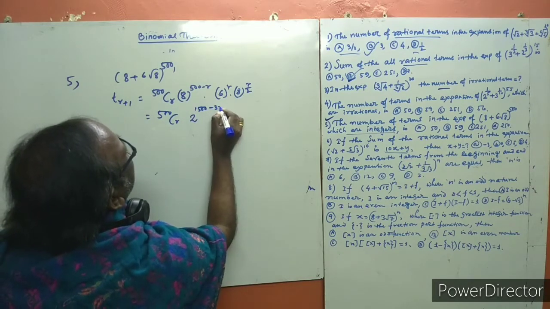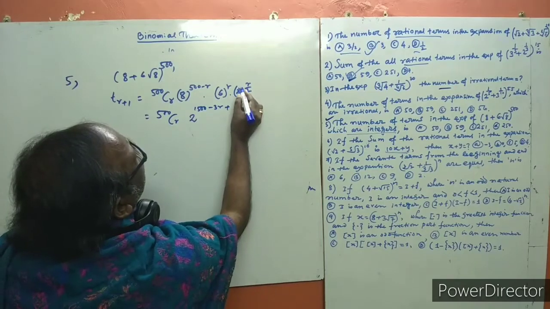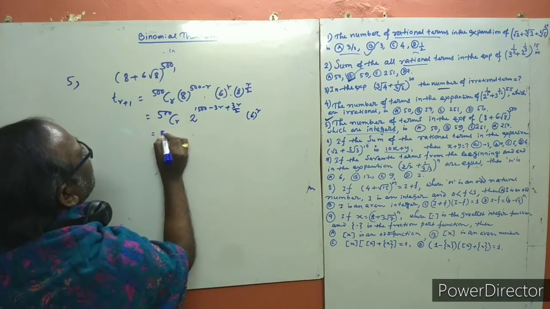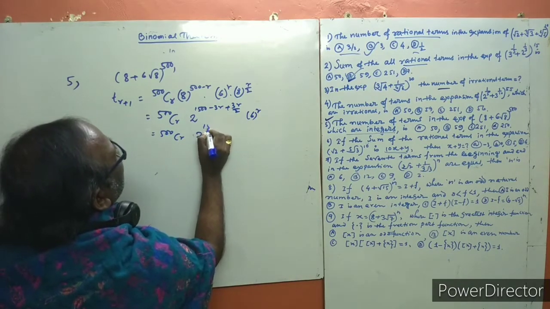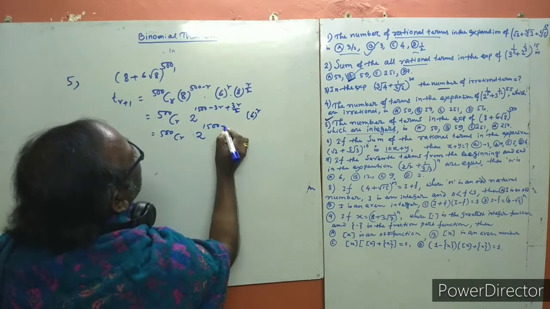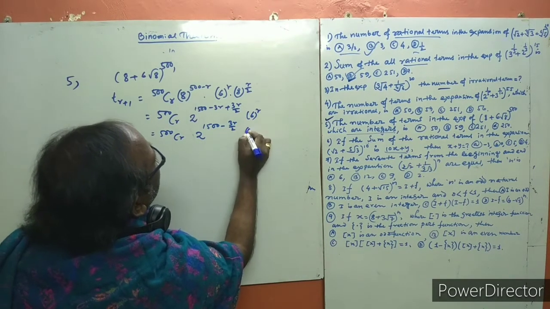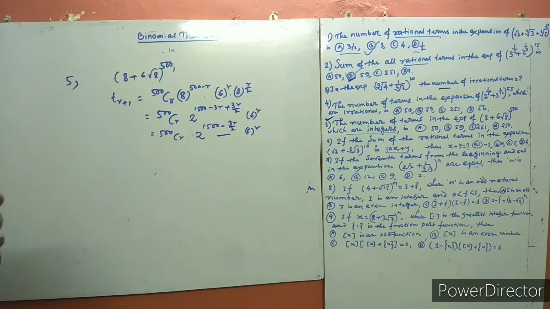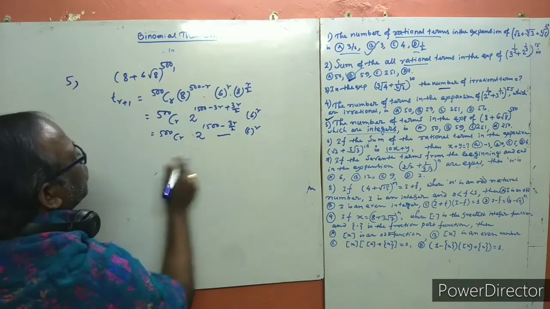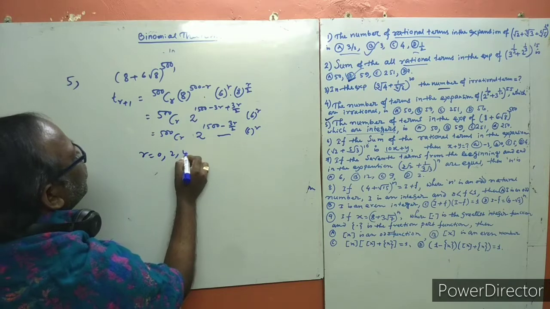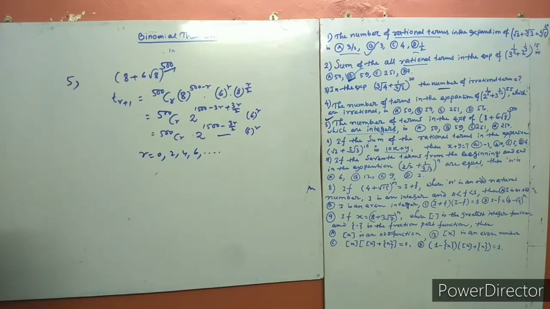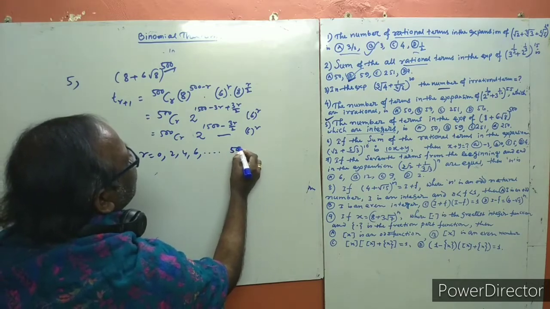So 500Cr, 2 to the power (1500 minus 3r)/2, and 6 to the power r. Now for this, r must be a multiple of 2, so r is either 0, 2, 4, 6 and so on, and here we have 500. So the number of terms is 501, and r can be taken up to 500.